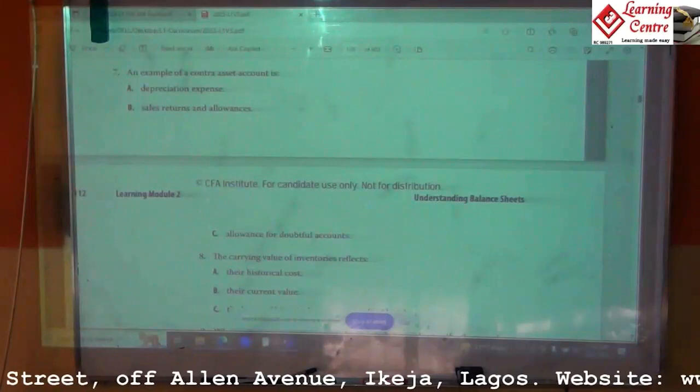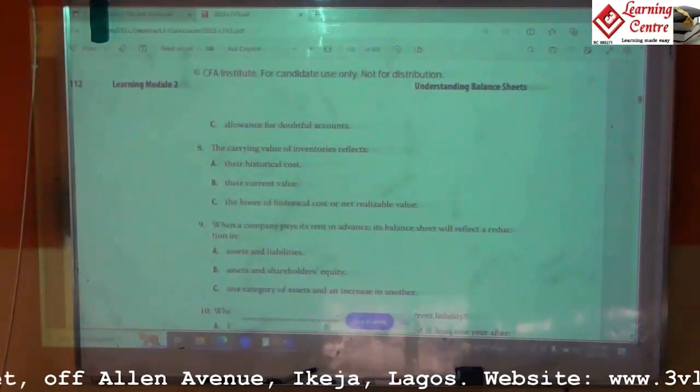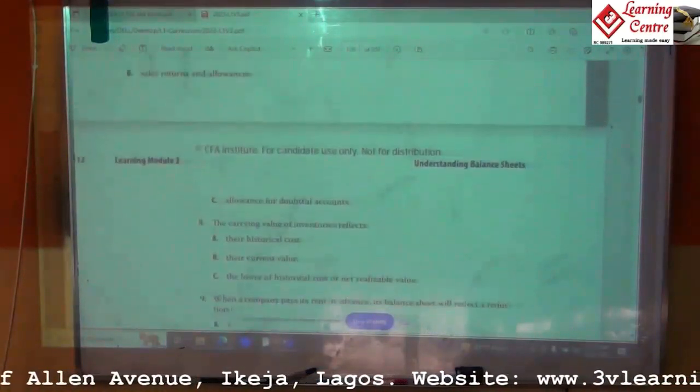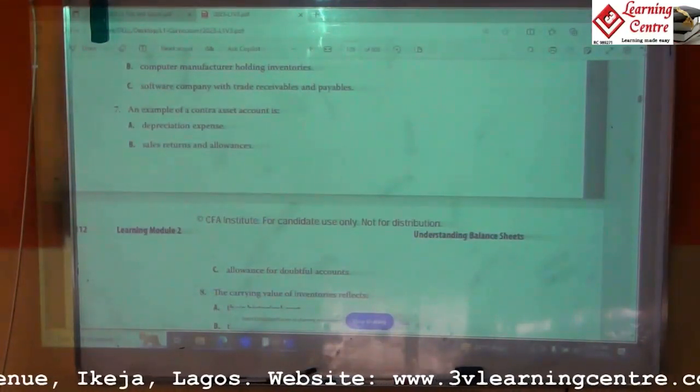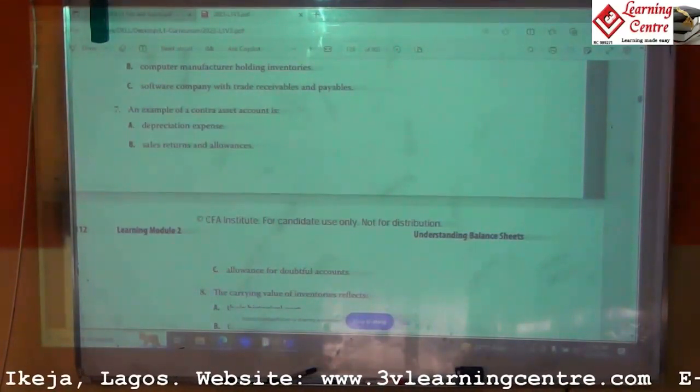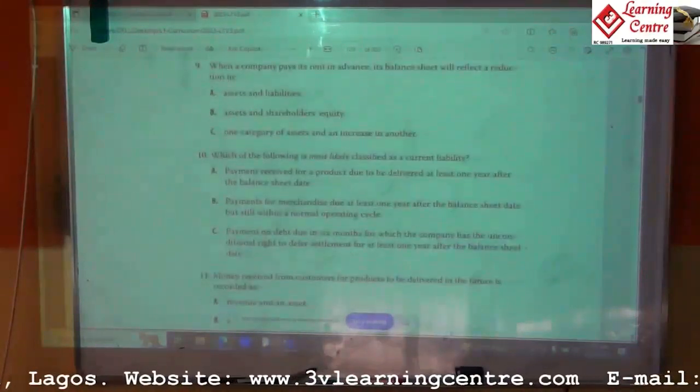I don't think that's fine, but they didn't specify whether it's asset or... Yes, it's there. It's contra asset. So we have to be very careful. Contra asset. Good job, everyone. Good job.